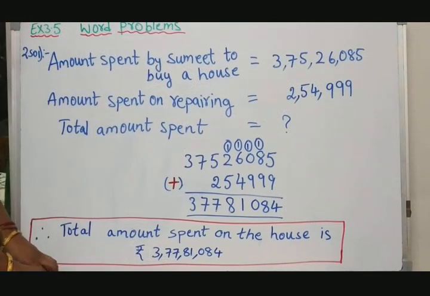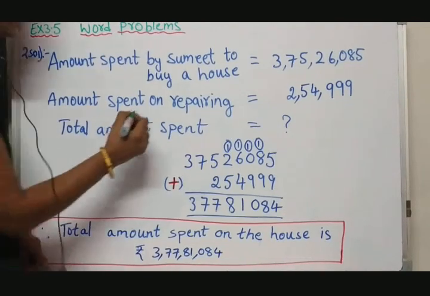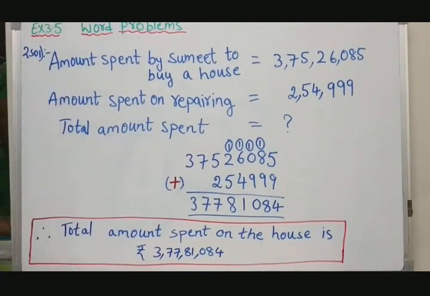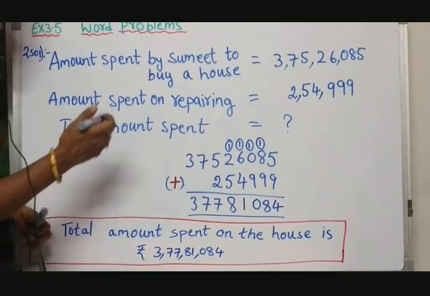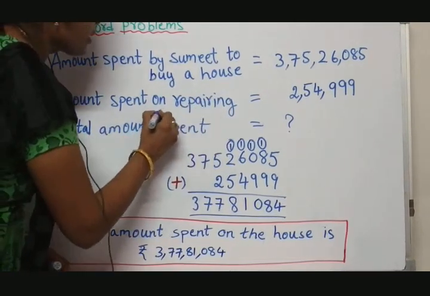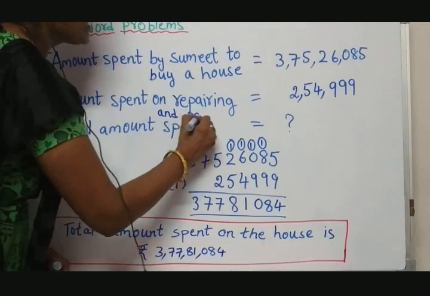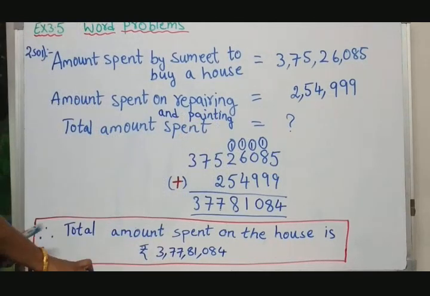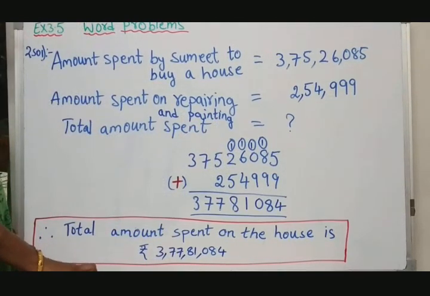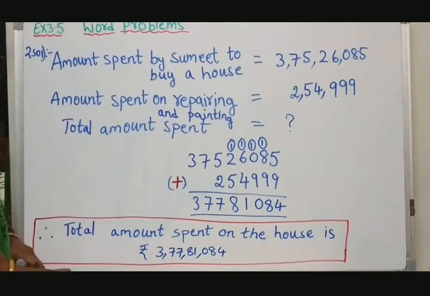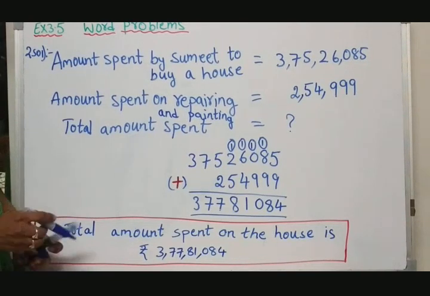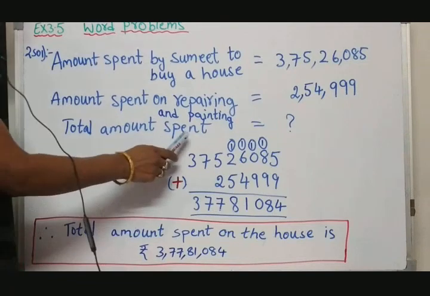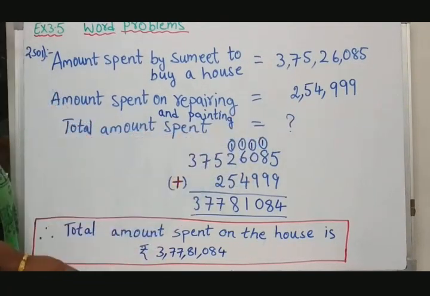Next, he spent rupees 2 lakhs 54,999 on repairing and painting. So, the second statement would be amount spent on repairing and painting. Finished 2 statements? Yes. The third statement is what is the total amount spent on the house? That is what we need to find. So we write it as total amount spent, which we need to find out, so I kept a question mark.